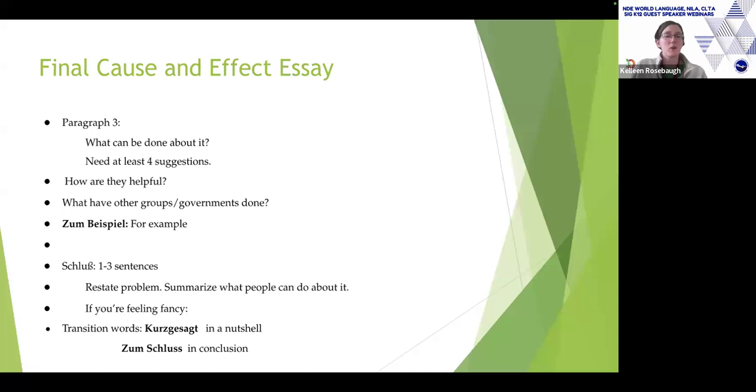And then their conclusion is 1 to 3 sentences of generally restating their problem and summarizing what people can do about it. And I give them 2 little phrases for closing of zum Schluss oder kurz gesagt, so they can feel fancy in their writing.